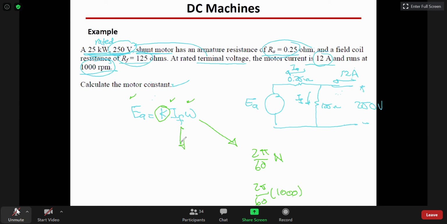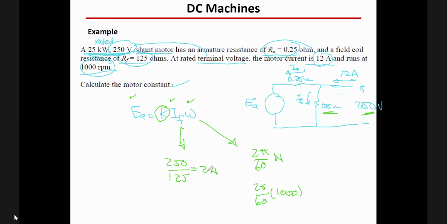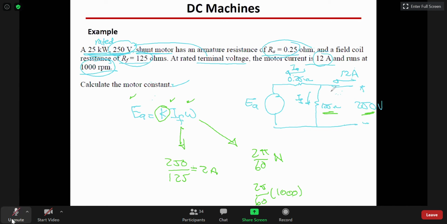What about IF? We have the voltage divided by the resistance, which is 125, which is equal to. Right? This is the resistance, not current. This is ohm. This is the resistance, not IA. And the objective now is actually to find IA.